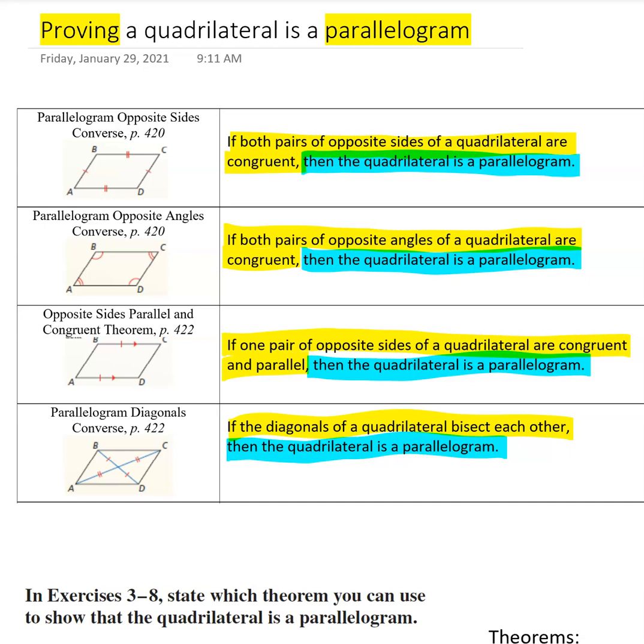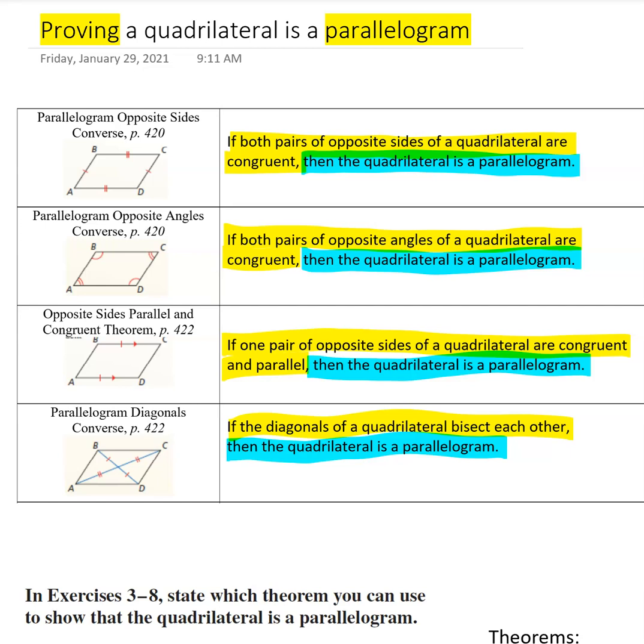In the last lesson, we learned about parallelograms. We learned that if we know something is a parallelogram, we know its opposite sides are congruent, its opposite angles are congruent. We learned that the consecutive angles are supplementary. We learned things like that. In this lesson, we're going to show how to prove something is a parallelogram.